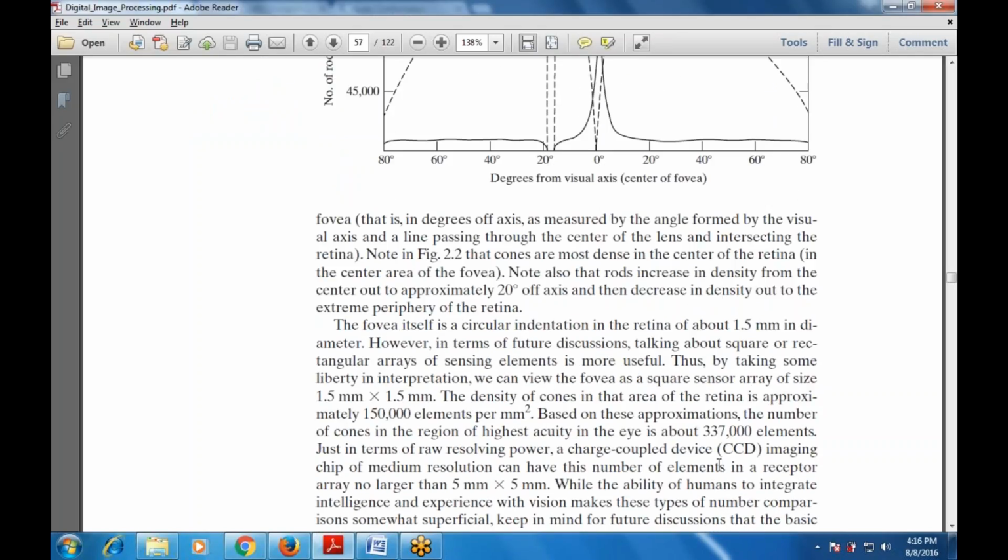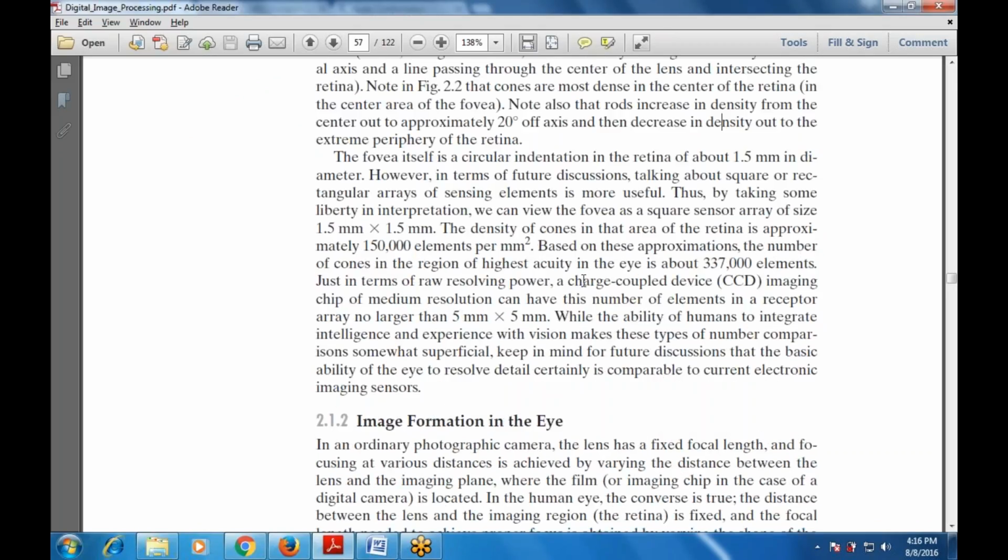In terms of future dimensions, when we talk about imaging, a square or rectangular area of sensing elements is more useful. Therefore, by taking some liberty in the interpretation, we can view the fovea as a square sensor area of size 1.5 by 1.5 mm. A CCD, a charge coupled device, for imaging of medium resolution has an array of elements no larger than 5 mm by 5 mm. While the ability of humans to integrate intelligence and experience with vision makes these types of number comparisons somewhat superficial, keep in mind for future discussion that the basic ability of the eye to resolve detail is comparable to current electronic imaging sensors.